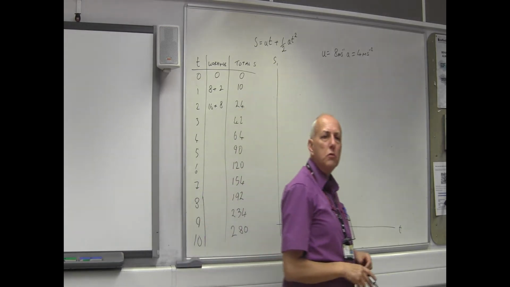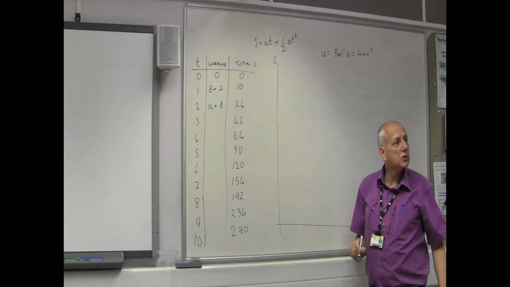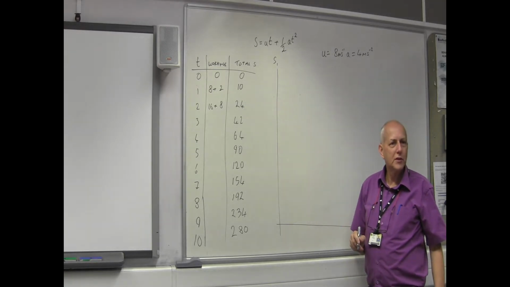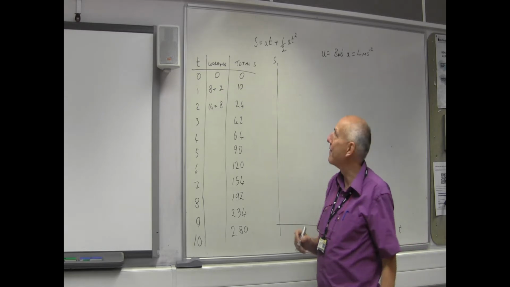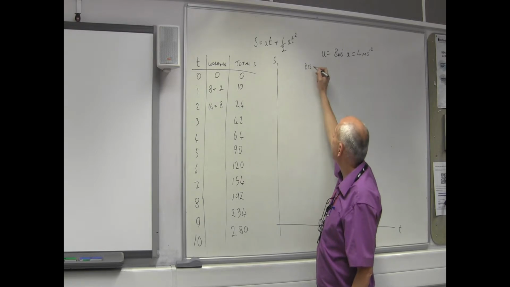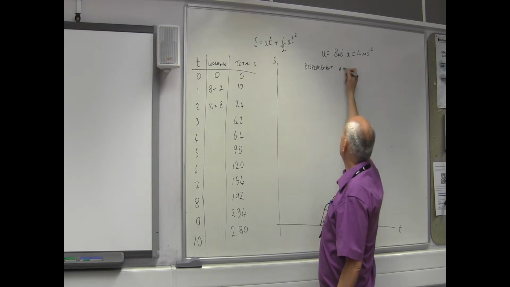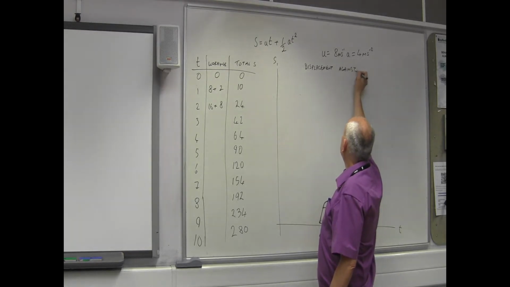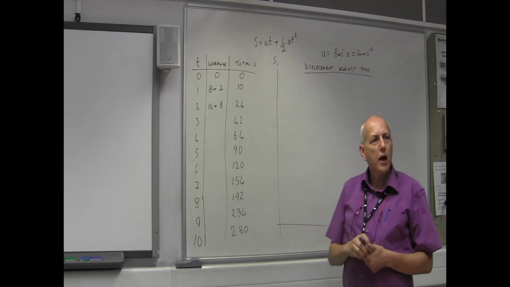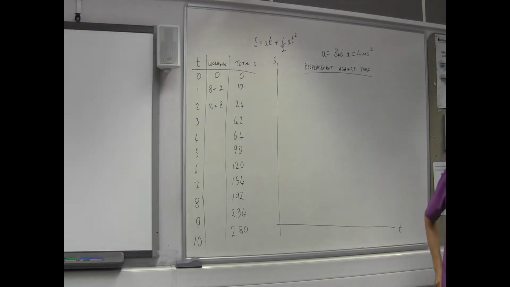Don't forget to give it a title. What do you think's a good title? Good title for this graph. Kevin's graph, or displacement against time. Yeah. A graph without labels on the axis and usually a title is essential.